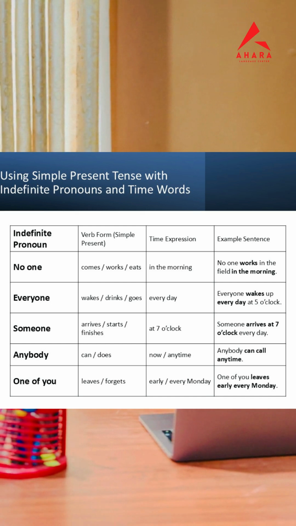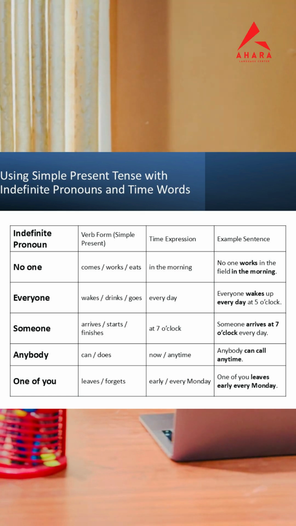If we take the verb come, then we will say comes. If we use the verb work, then we will use the verb works. If you say the word eat, then it will change to eats. Let's see an example. No one works in the field in the morning. No one is leaving. Everyone: the similar rule applies. Everyone wakes up every day at 5 o'clock. Everyone goes to school in the morning.